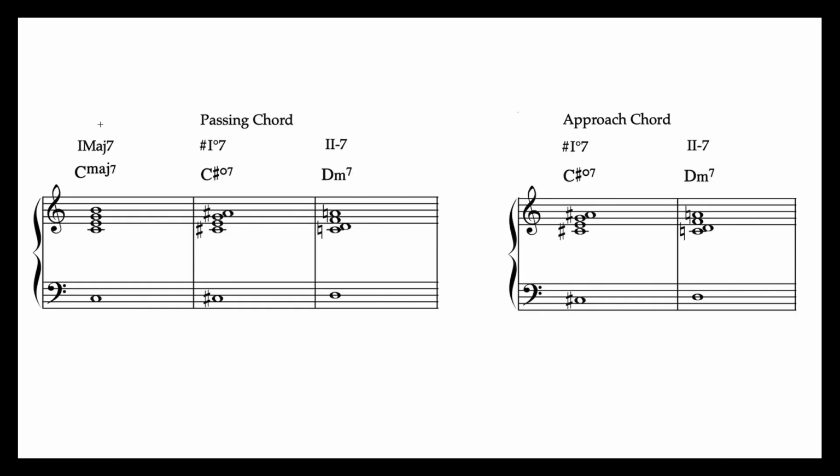Just a quick side note, if you have a chord moving chromatically between 2 other chords, as in 1 major 7, sharp 1, and then 2, this is called a passing chord. In this case, it would be a passing diminished chord. And if they're unprepared, as the example over here, they're called approach chords.